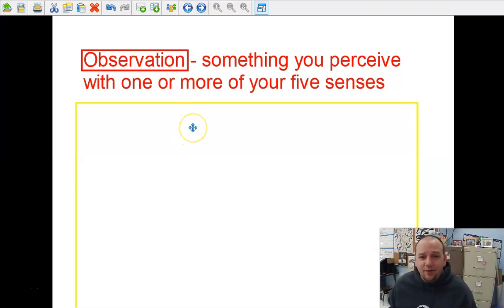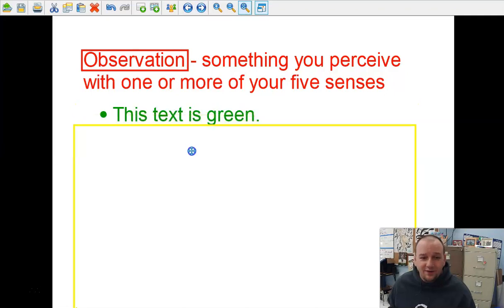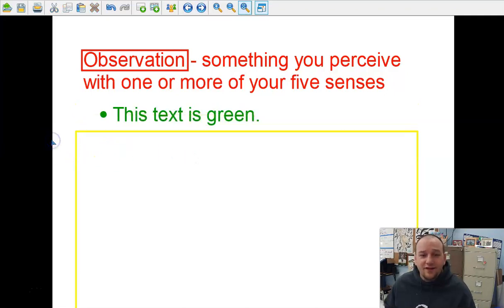So here are a couple of examples, and if you know already, they're going to be in green. So here's one. This text is in green. You can see it. There's no debate about it unless there's something wrong with your phone. But this text is present in green. That's an observation.